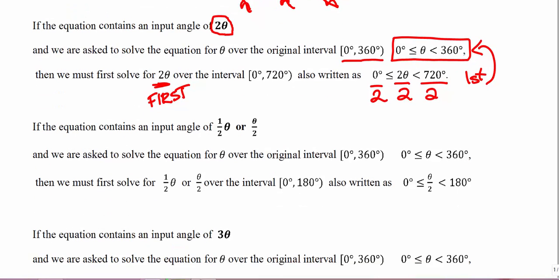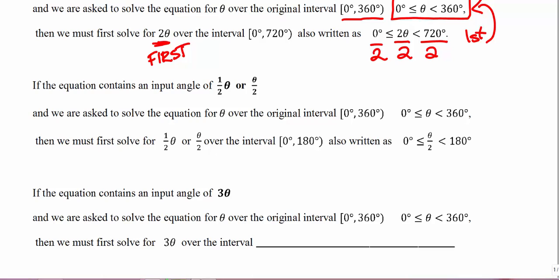So if we are asked to solve for half theta, or theta divided by 2, and we are asked to solve for theta itself between 0 and 360, when we are first solving for theta over 2, we're going to divide everything through by 2. So we only solve for theta over 2, or half theta, between 0 and 180 degrees. What we're going to do to actually get to theta is multiply everything through by 2. And when we do that, we get back to the original interval for theta.